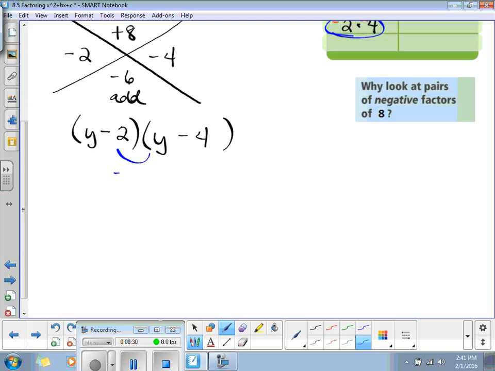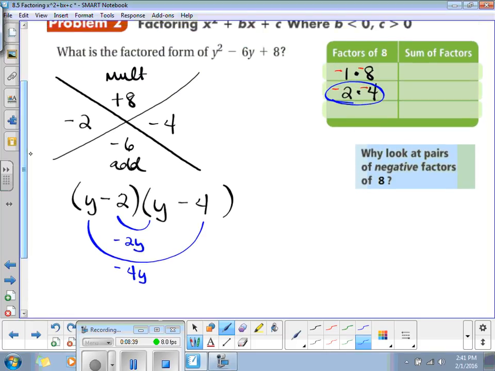And now you can check it. Negative 2 times y is negative 2y. Y times negative 4 is negative 4y. And when you add those together, you get negative 6y.